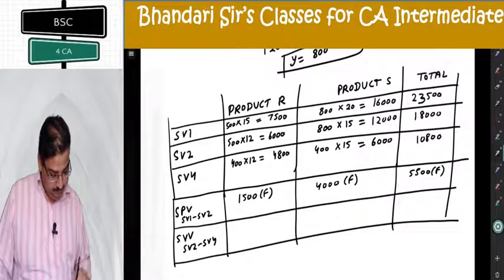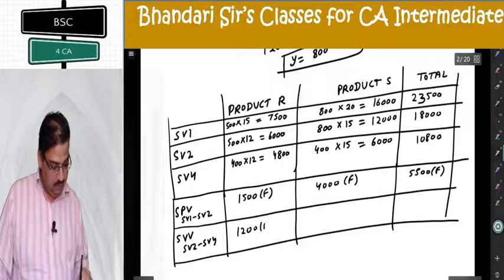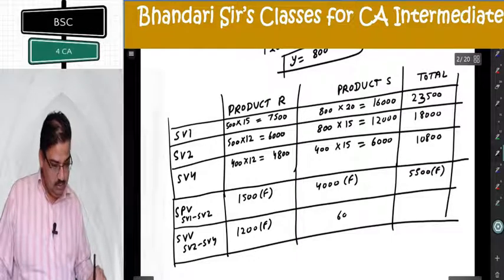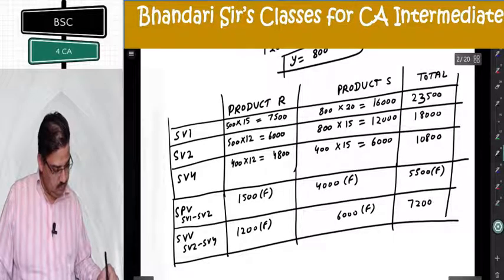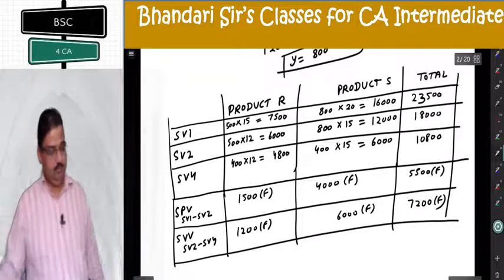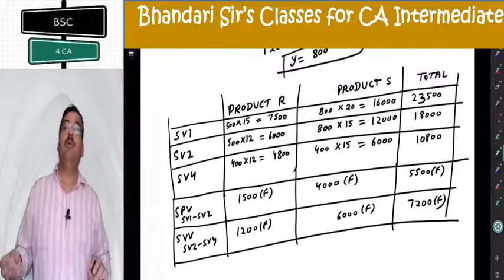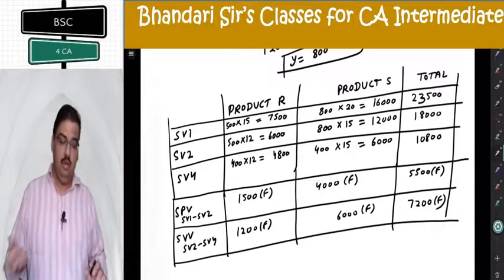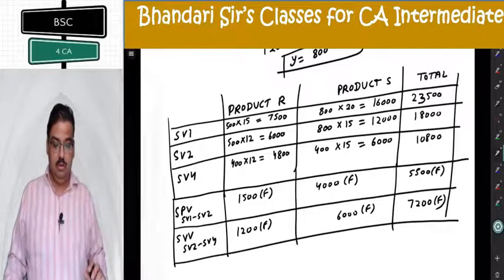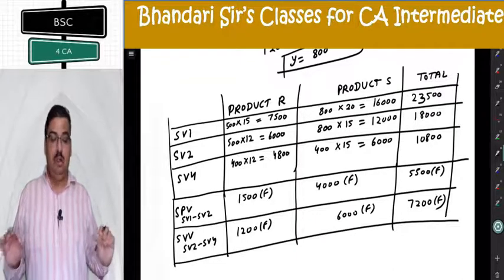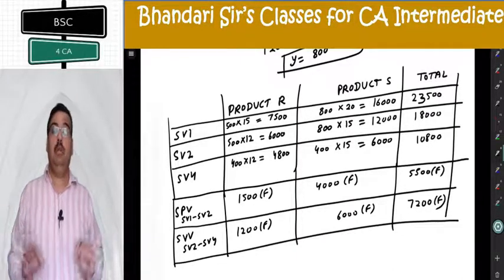Volume: 1,200 favorable, 6,000 favorable, 7,200 favorable. These are all the answers wanted there. If the question wanted, I would have computed mix variance also. It is not wanted, so I am just computing this. So this is the complete missing figure question, question number A5.